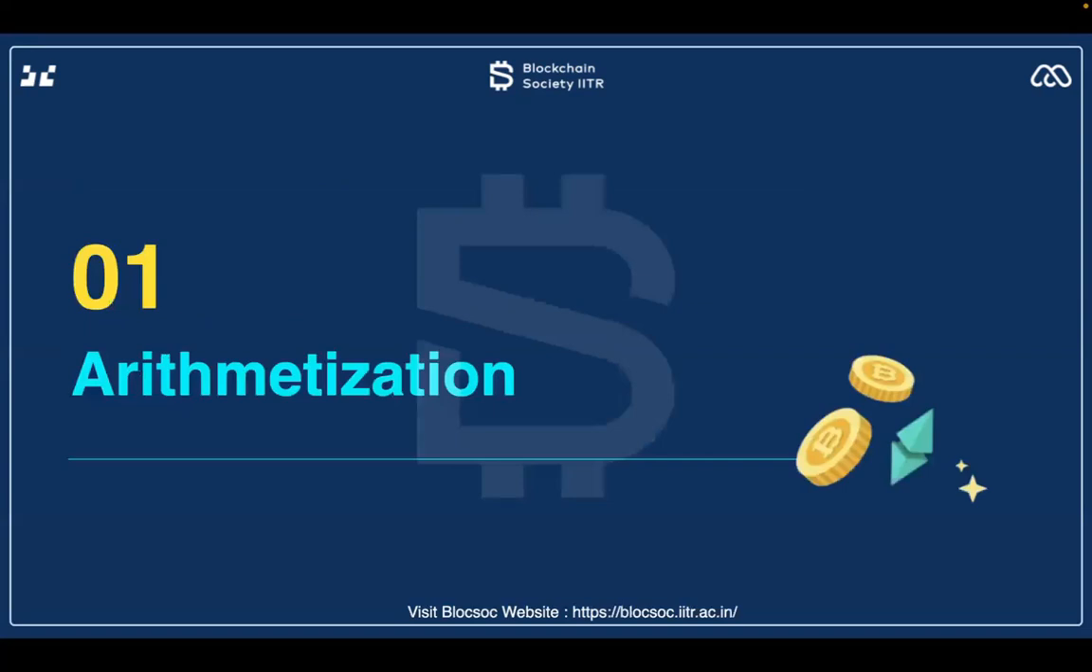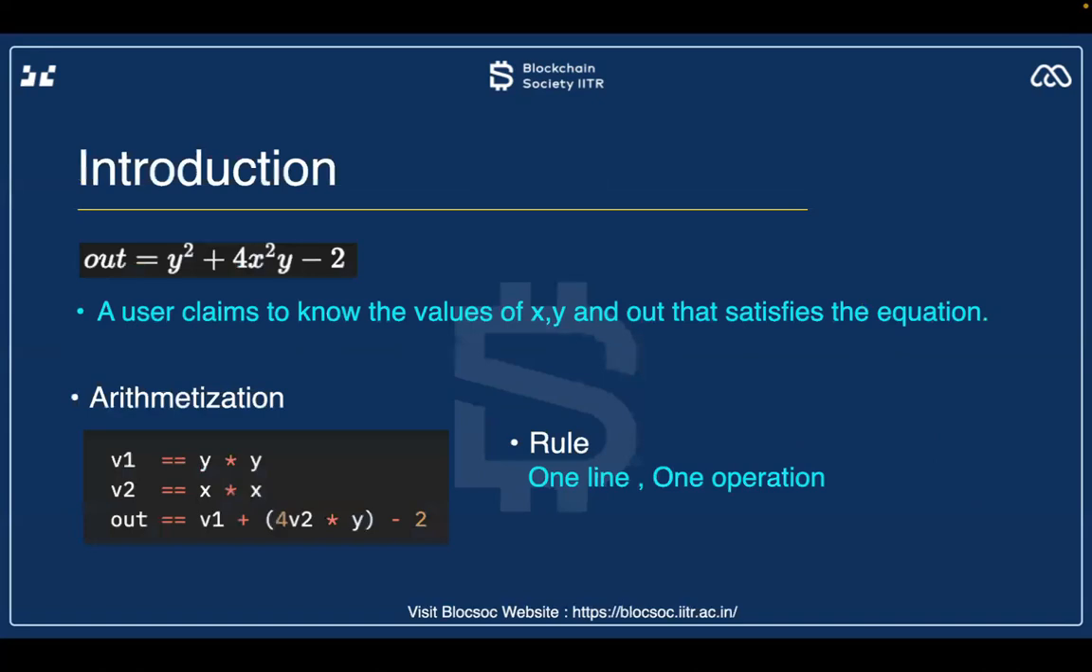First is arithmetization. If a user wants to prove some information that he has, he has to represent the information in some sort of mathematical equation. So let's say he represented his information in the form out equal to y squared plus 4x square y minus 2. Okay, so now we will apply arithmetization on it.